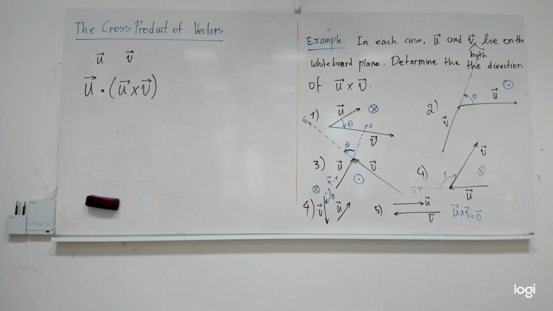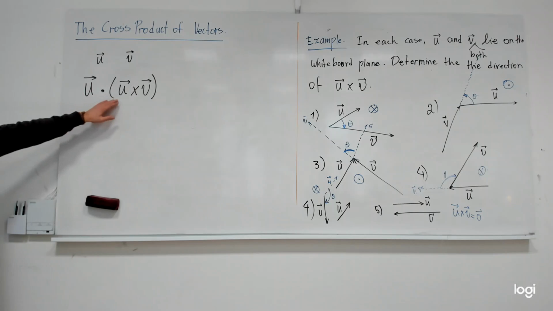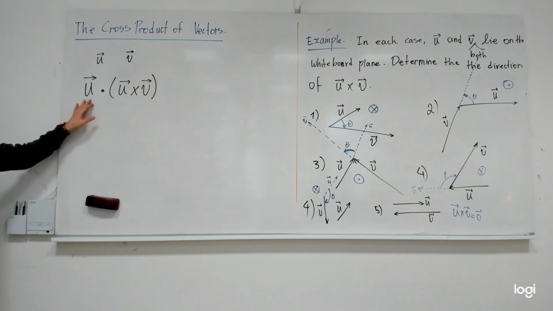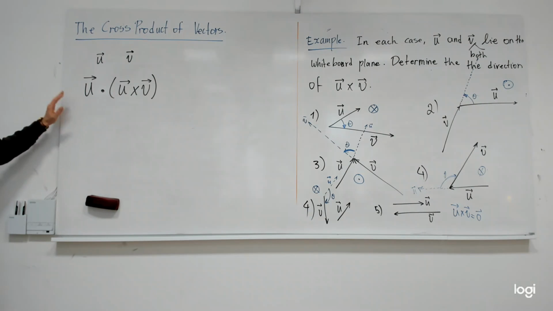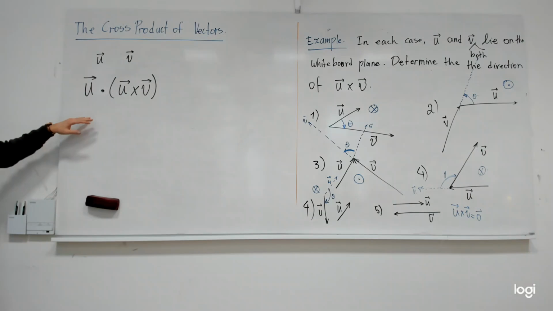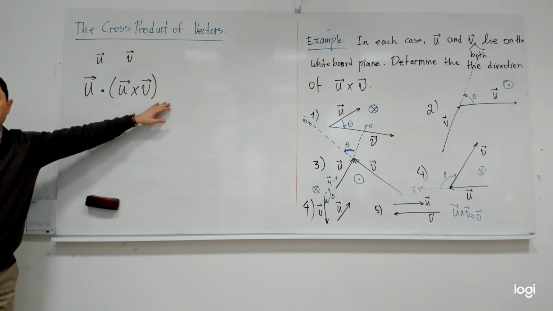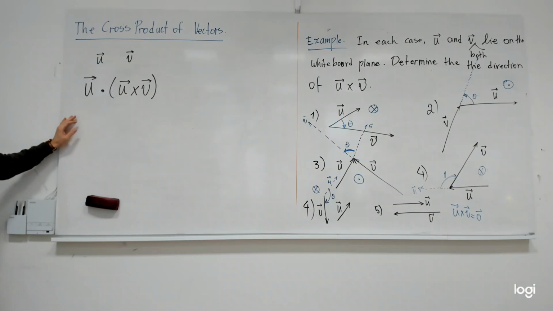First of all, is this combination a number or a vector at the end? It's a number, yes, because u is a vector, u cross v is a vector, the dot product between two vectors is a number. But what that number is, can I say something for sure about the outcome of this without knowing anything about u and v? You need to imagine a little bit, and you need to remember something, of course, from the dot product.